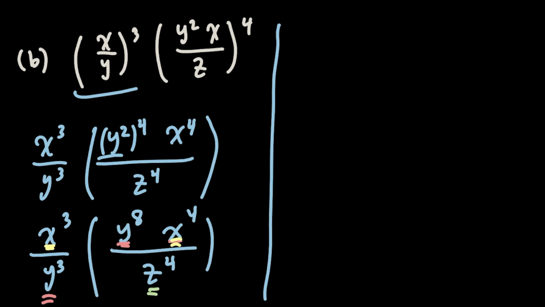Let's see. So x to the power 3, and here is x to the power 4, we'll just sum the powers, so 3 plus 4 will be 7. And here y to the power 3, and here's y to the power 8, so we'll just subtract. So y to the power 8 minus 3, that would be y to the power 5. And z will be the same, so z to the power 4.